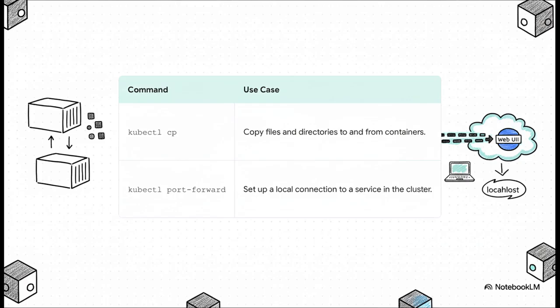And to round this section out, here are two other super handy interactive commands, cp and port-forward. cp does what it sounds like. It lets you copy files into or out of a pod, perfect for grabbing log files or uploading a config. And port-forward creates a secure tunnel from your local machine right to a pod, so you can access, say, a web UI in the cluster as if it were running on localhost.